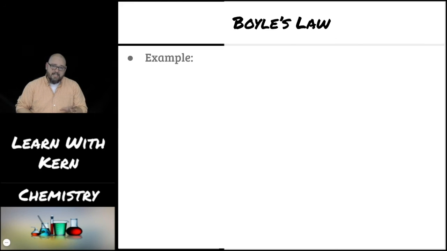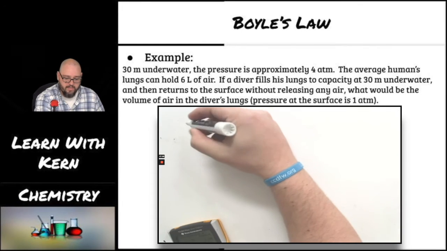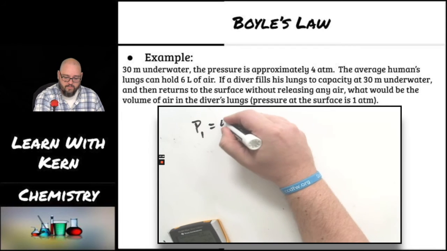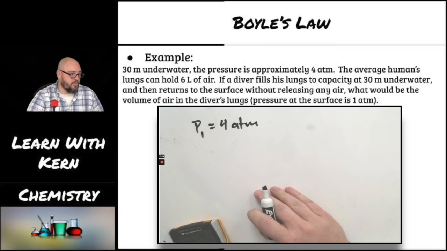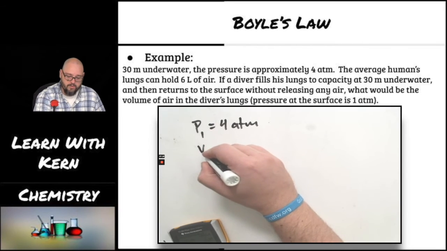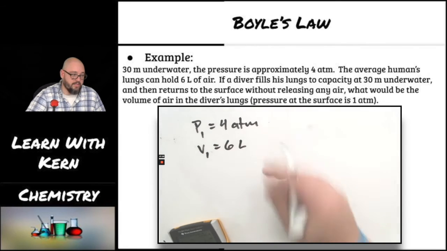So let's look at an example problem dealing with Boyle's law and diving. Okay, so 30 meters underwater, the pressure is approximately 4 atmospheres. So this would be my pressure at the beginning, 4 atmospheres. The average human's lung can hold 6 liters of air, so volume 1 equals 6 liters.